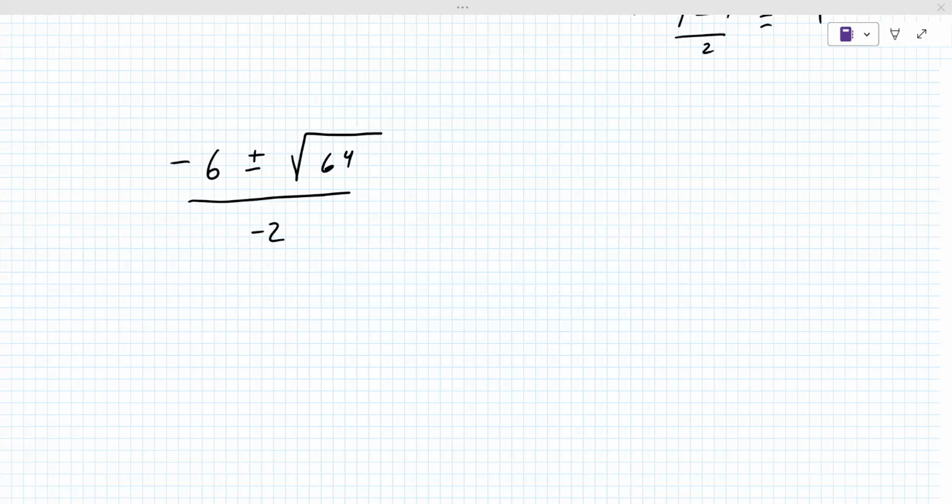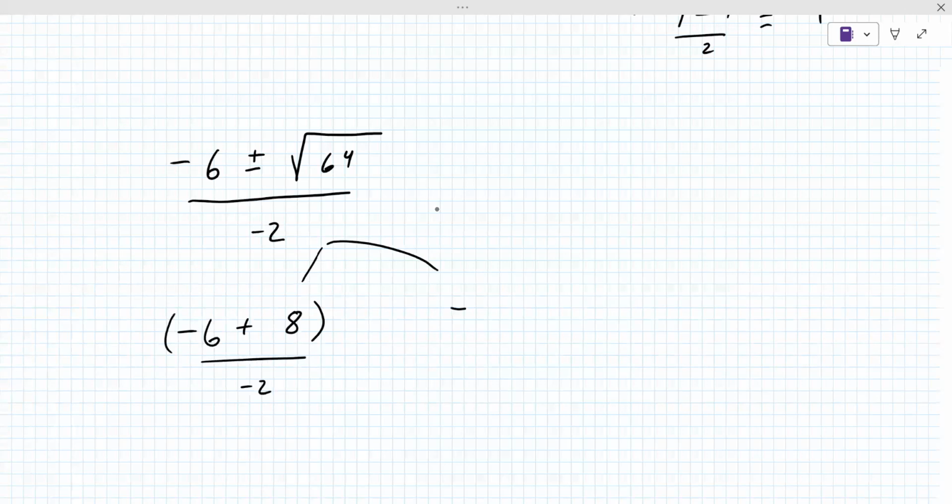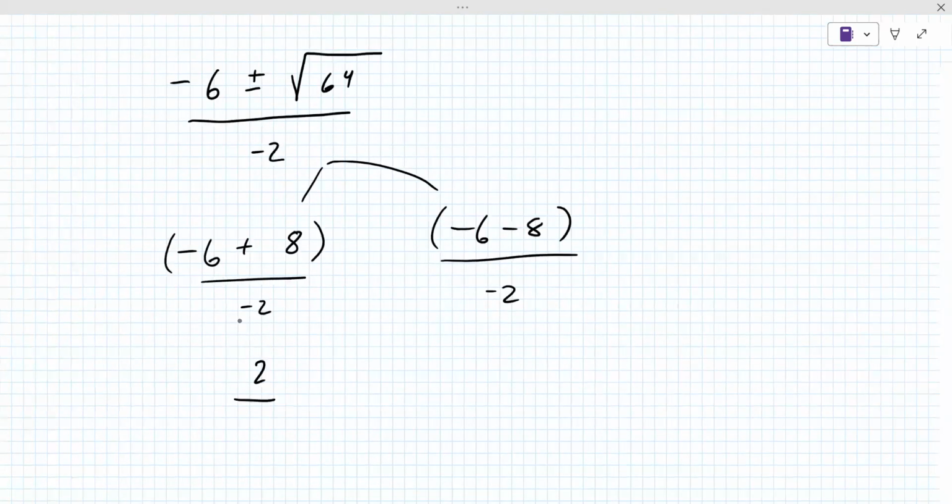-1 and 7. So just again, trying my best here to get you to see where maybe some things are going wrong. It's -6 plus 8 and then -6 minus 8 over -2. I made this a little bit different. The one on the left here becomes +2 over -2, which is -1.